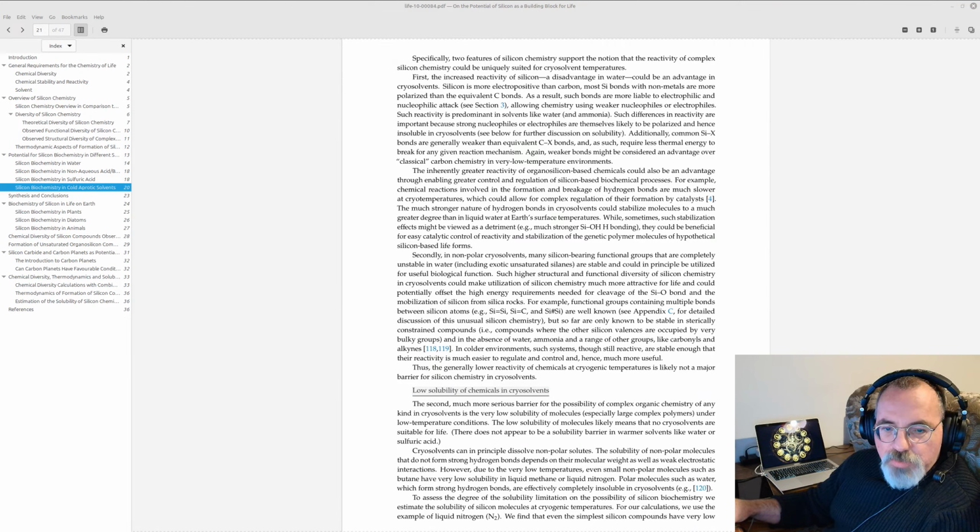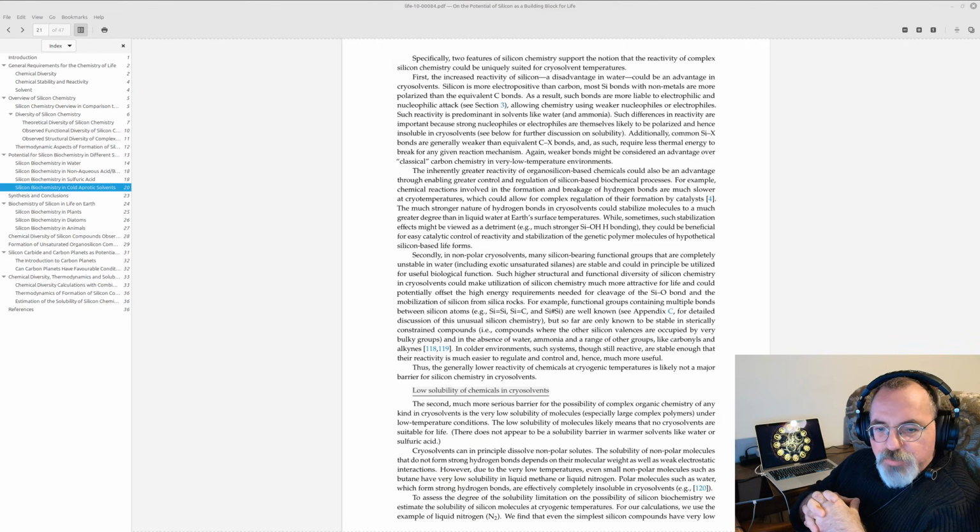The low solubility of chemicals in cryosolvents. The second, much more serious barrier for the possibility of complex organic chemistry of any kind in cryosolvents is the very low solubility of molecules, especially large complex polymers, under low temperature conditions. The low solubility of molecules likely means that no cryosolvents are suitable for life. There does not appear to be a solubility barrier in warmer solvents like water or sulfuric acids.